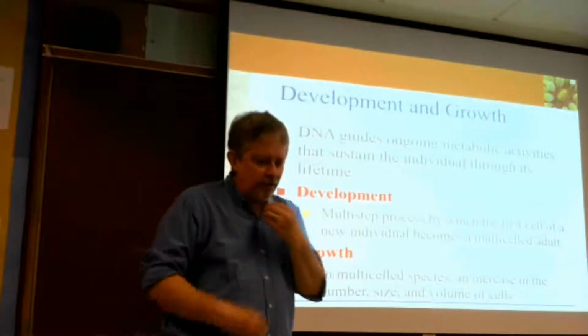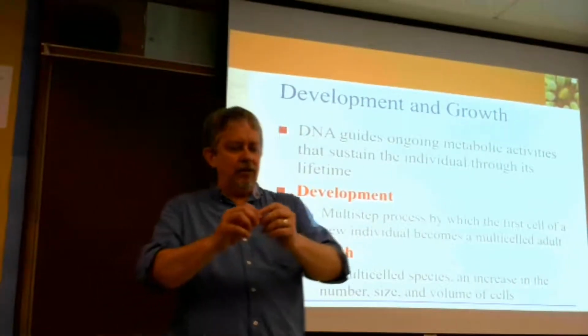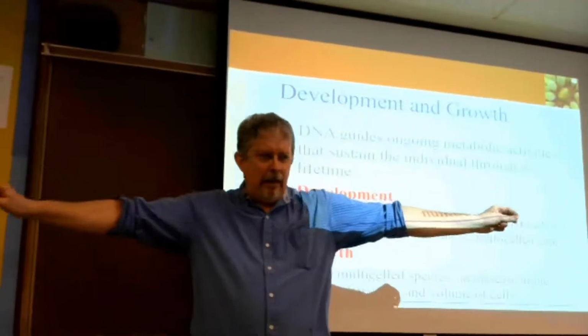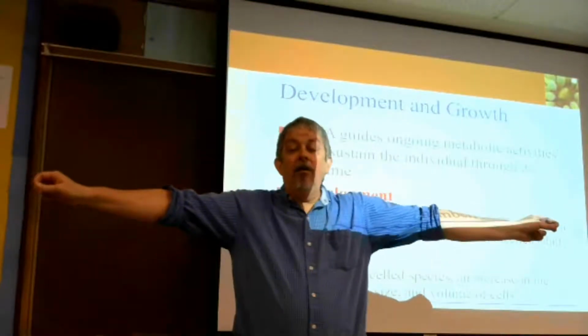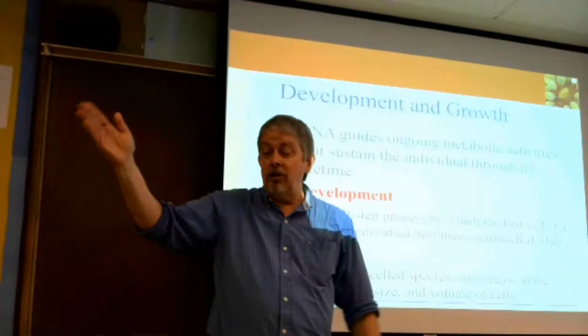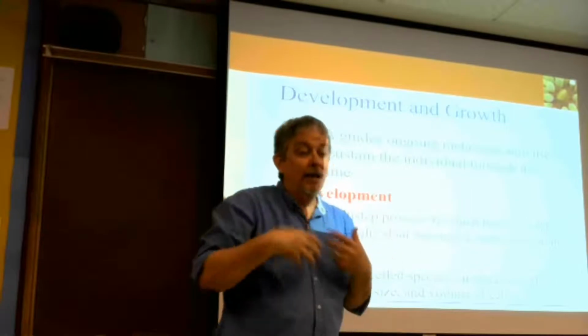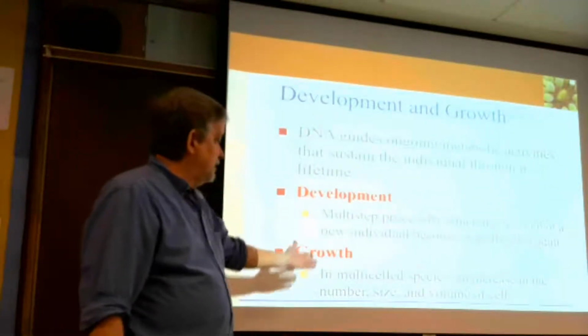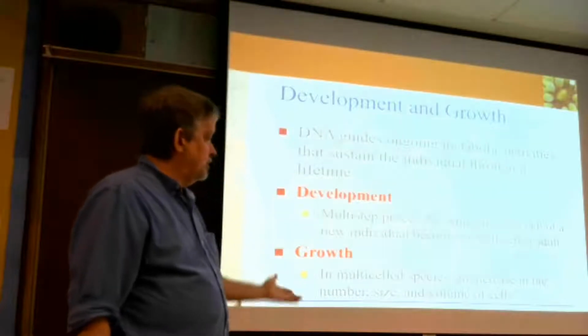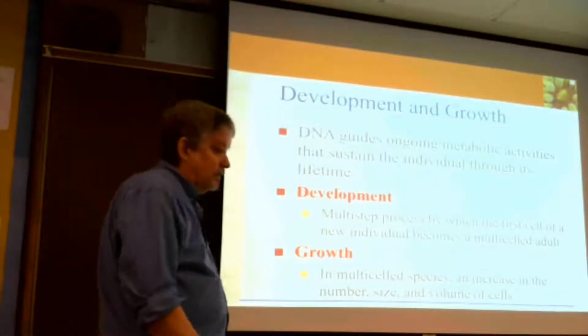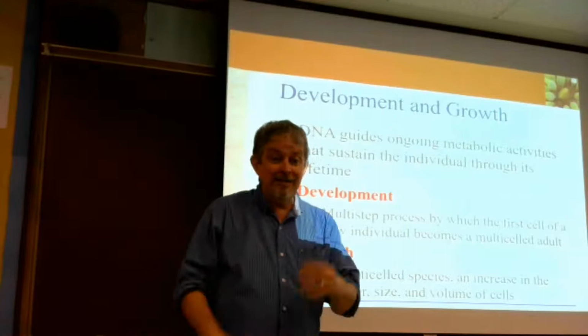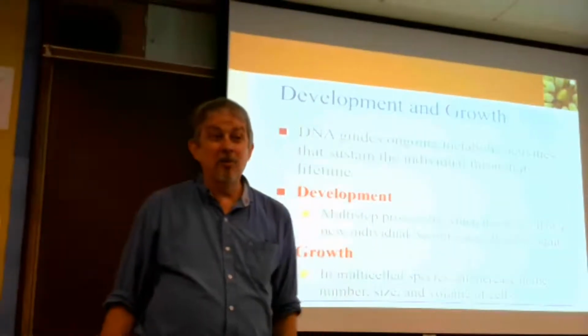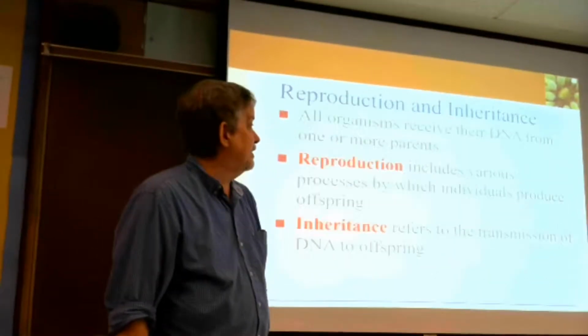The different parts of your DNA, if you take your DNA and stretch it out, it would be 8 feet long, but that is a coding system on how to make proteins that is going to make you. And in growth in multi-celled species, an increase in the number, size, and volume of the cells. And the adult, as we said, we have over 34 trillion cells, which is an amazing thing to think about.